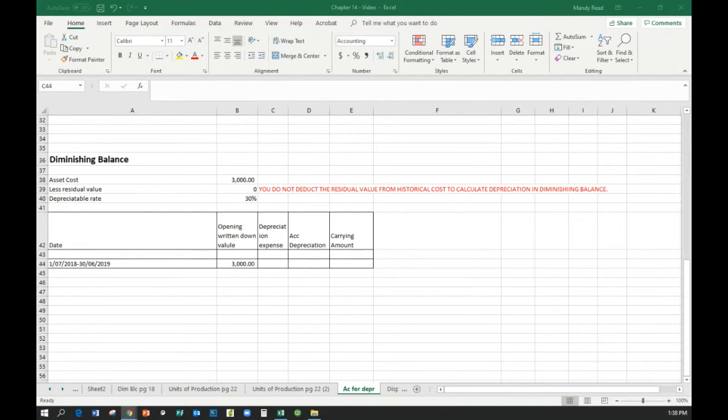The machine was purchased for $33,000 including GST. Remember, the main thing we have to do with depreciation is take the GST out of the equation altogether. So the historical cost of this machine is $30,000. The depreciation rate is 30%. And what you are required to do is to create the depreciation schedule to the 30th of June 2019.